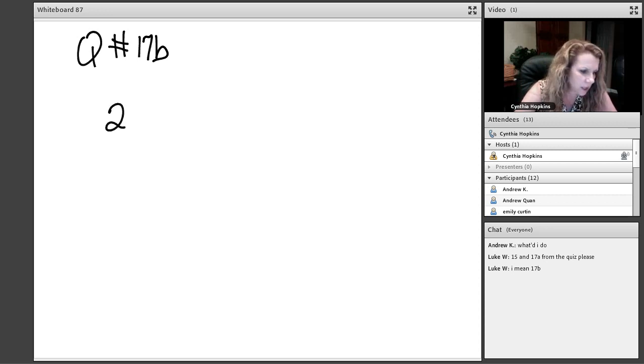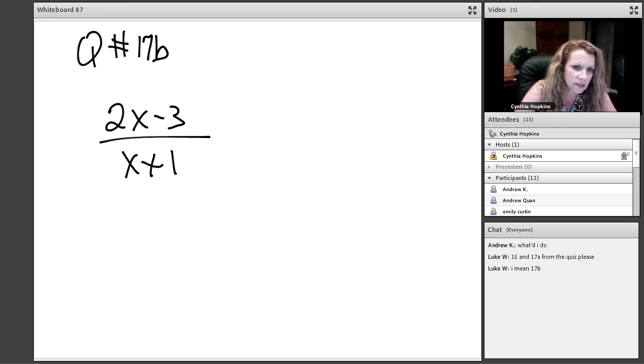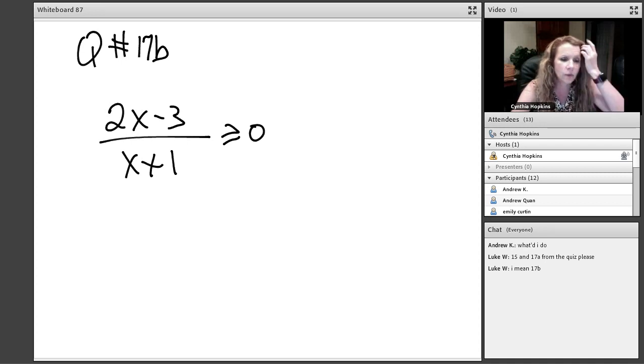Okay, so Luke, I have 2x minus 3 all over x plus 1, and then that is greater than or equal to 0. Okay, so the two things I notice as I first look at this problem is my fraction is already being compared to 0. That's exactly what you want for these types of problems. This is considered a non-linear inequality, so that's where we're going to do the number line with all the signs. And I also notice that I don't even need to factor anything.